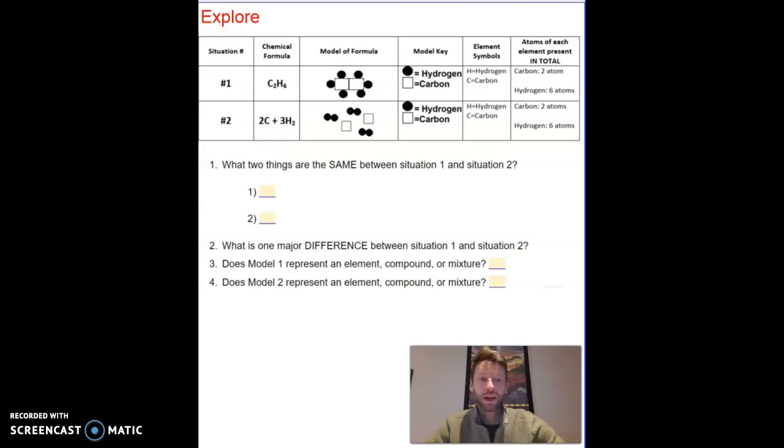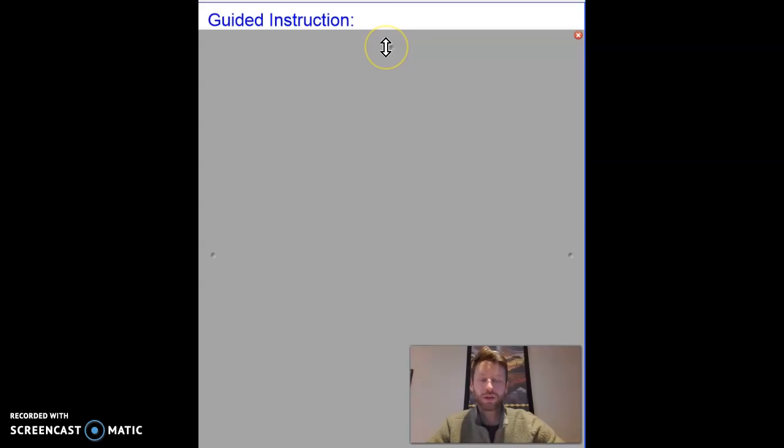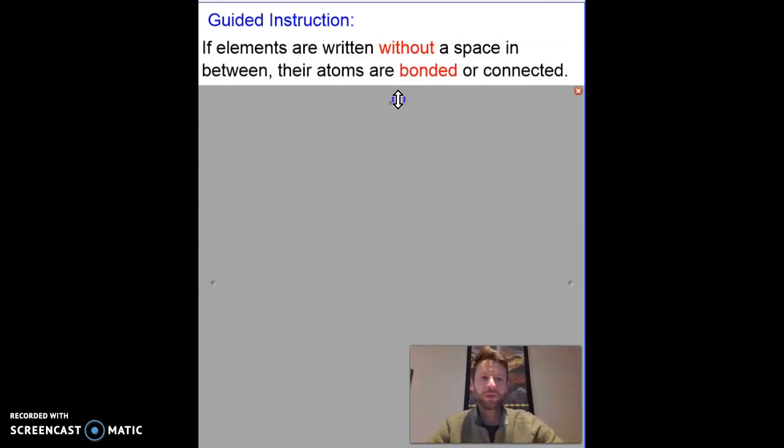We're going to be learning in our notes today what those symbols mean. So go ahead and follow along on your guided instruction with me. If elements are written without a space in between, their atoms are bonded or connected. So if there's no space, that means they're bonded and connected as a compound. In the Explore, that would be C2H6. All written together means they're all part of one compound.